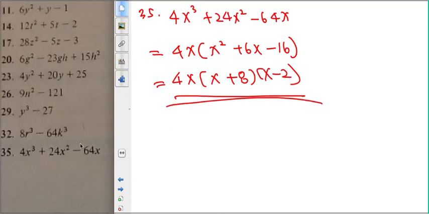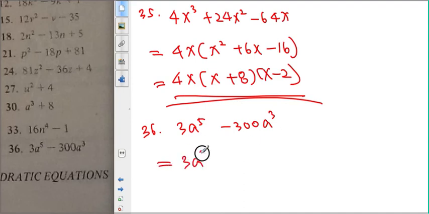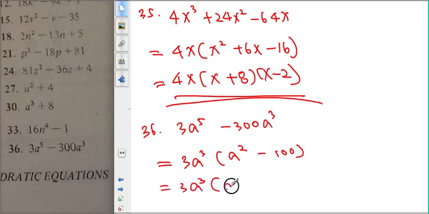Number 35. 36. 3a to the 5th power minus 300a to the 3rd power. Now what is the common factor first? Yes, 3a to the 3rd power. Then we are left with a squared minus 100. But you can factor this one further because 100 is a perfect square, so this is a difference of squares. Then here we get 3a to the 3rd power times a plus 10 and a minus 10. And that becomes our answer for number 36.